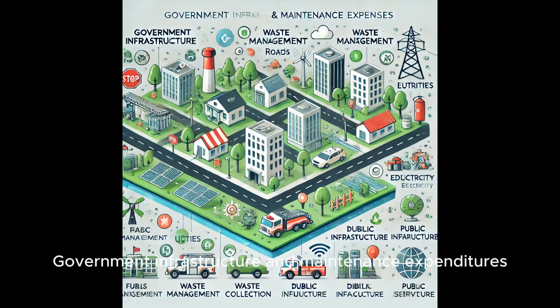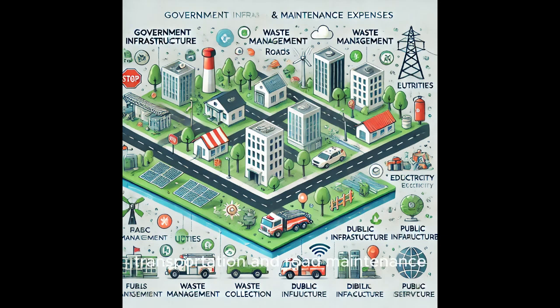Government infrastructure and maintenance expenditures. A government, whether at the local, state, or national level, must allocate funds to ensure the smooth functioning of public services and infrastructure. These recurring expenses cover transportation, waste management, public utilities, safety, education, and more. The following report outlines the essential costs associated with maintaining a city and its infrastructure.